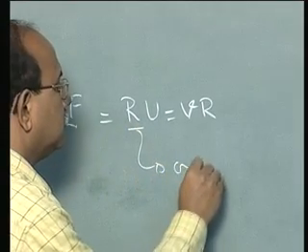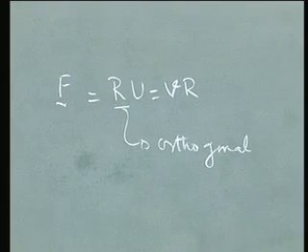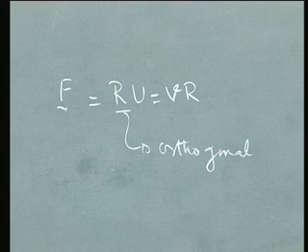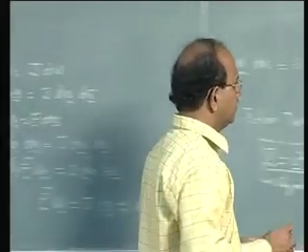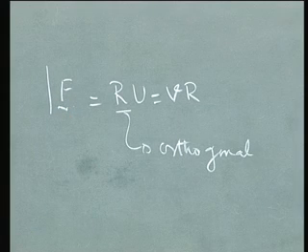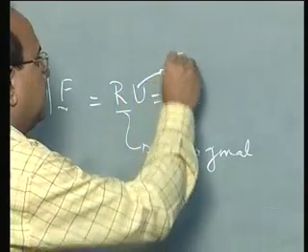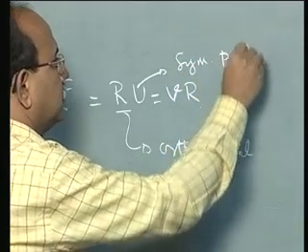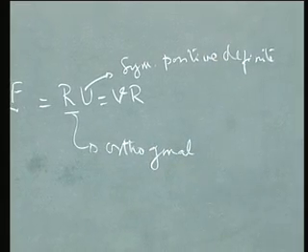orthogonal tensor, and U is similar to what we have defined here, a positive definite symmetric second order tensor. So in other words, what it means is that given any second order tensor which has an inverse, I can multiplicatively decompose it into an orthogonal tensor and a symmetric positive definite tensor.